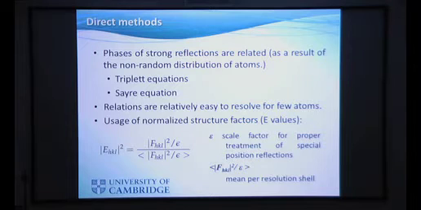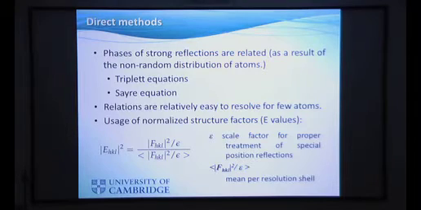Also, in direct methods, and in SHELXC in particular, we use normalized structure factors, so-called E-values. An E-value is the absolute of the structure factor squared divided by a scale factor. This is usually 1 for most reflections. Divided by the average within a certain resolution shell of reflections. So we take the average from a certain resolution shell, we take the structure factor we are looking at, we divide it by that value, and we get an E-value.